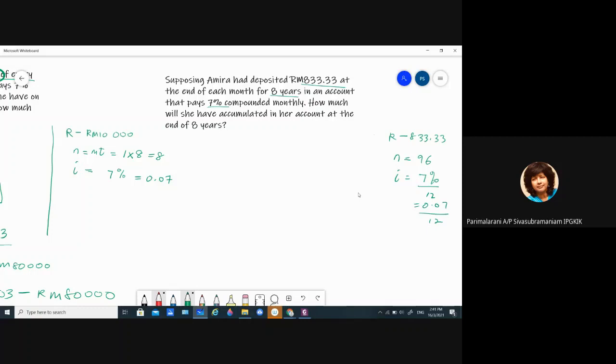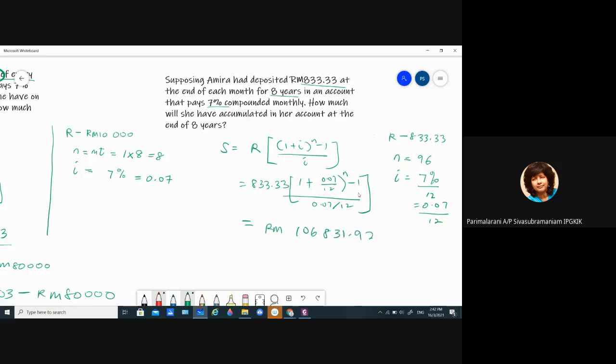Now we put this into our formula. We want to find the future value. So this is R into 1 plus I to the power of N minus 1 over I. Our R is 833.33 into 1 plus 0.07 over 12 to the power of n minus 1 over 0.07 over 12. Using our calculators, we can calculate it and we get this amount.